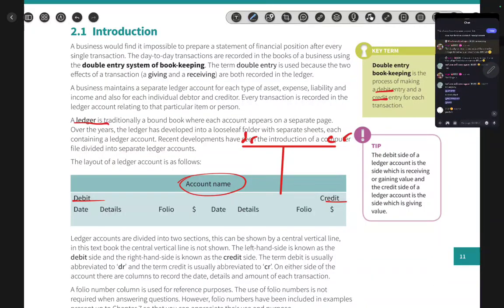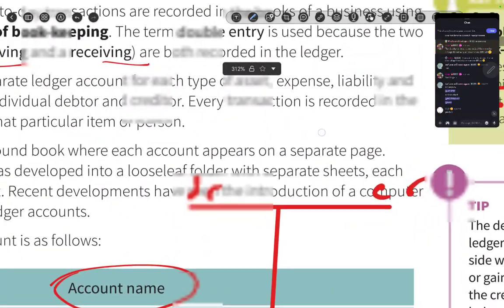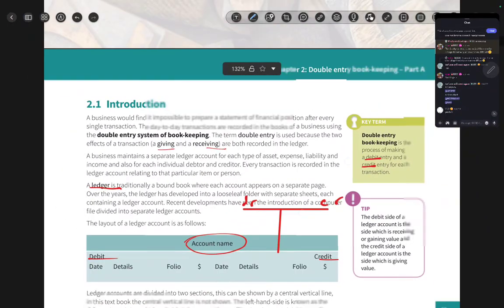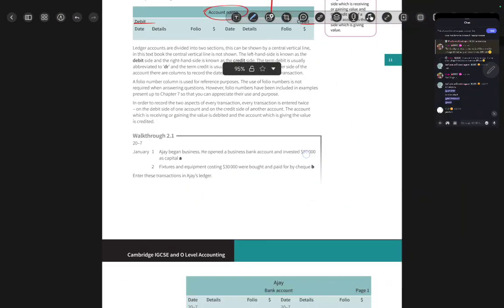The term is double entry because there are two effects of a transaction, a giving and a receiving. Now there will be different accounts for each type of asset, expense, and liability. There are two types of assets: current assets and non-current assets. There's your machinery and stuff, and there's your cash and bank and stuff. And for expenses, you don't just make one expense account where you put all your rent and electricity and utilities and everything. You have different expense accounts for every single thing.